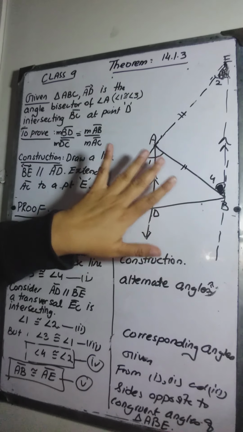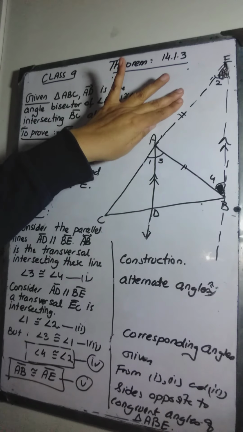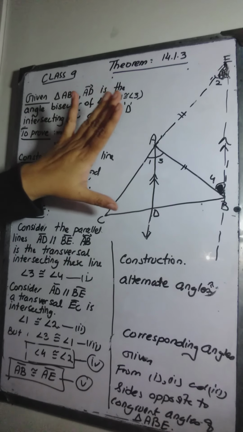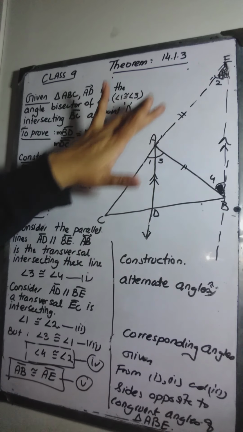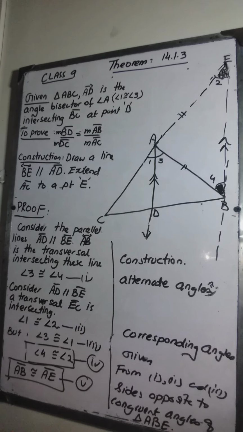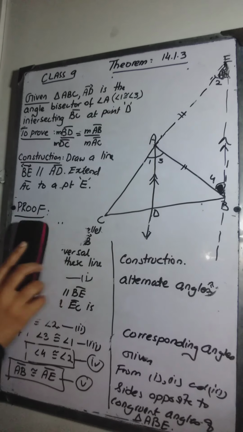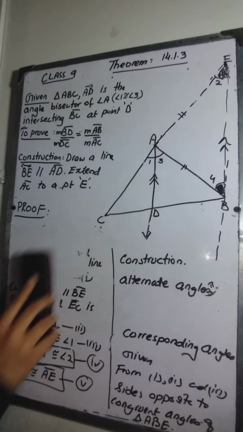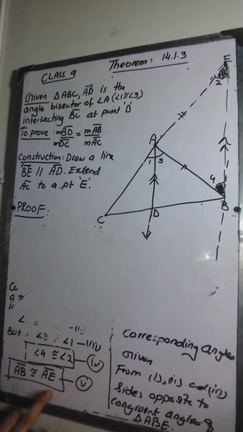After this, we will get the result that AB is congruent to AE. Now in the final step, you are going to understand why we are making AB congruent to AE. The final step is that you are going to use Theorem 14.1.3. Okay, let me erase this. So we are just going towards the last step. We are going to use this equation in it.